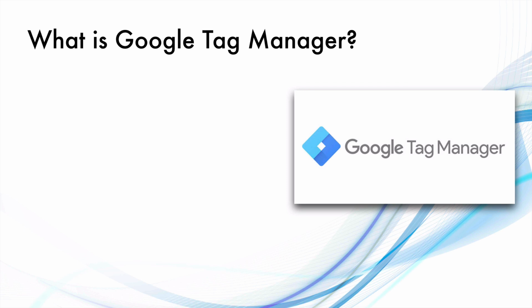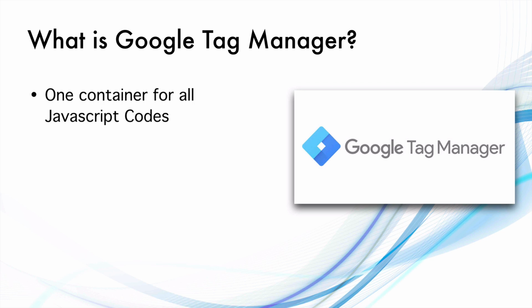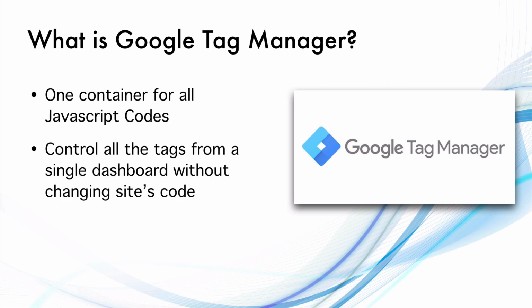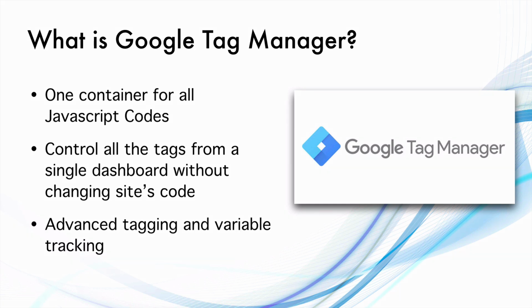In this lesson, we are going to talk about the Google Tag Manager. So what is the Google Tag Manager? It is one container for all JavaScript codes. So Tag Manager will give you a JavaScript code which you can place on your site, and inside this container several JavaScript codes and tags can be placed. And you can control all the tags from a single dashboard without changing the site's code. And then there are some advanced tagging and variable tracking as well inside Google Tag Manager.